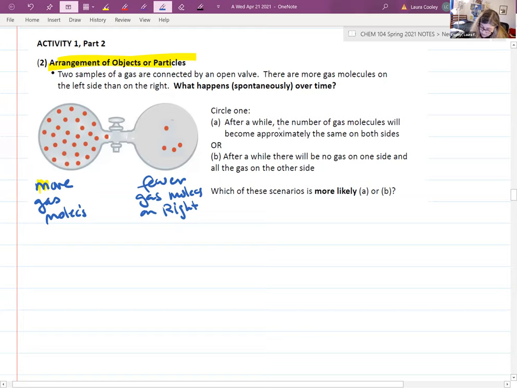After a while, the number of gas molecules will become approximately the same on both sides. Or after a while, will you end up with no gas on one side and all the gas on the other side? So what's the answer to this? Which of these is more likely? How would you think about this problem? Anybody?